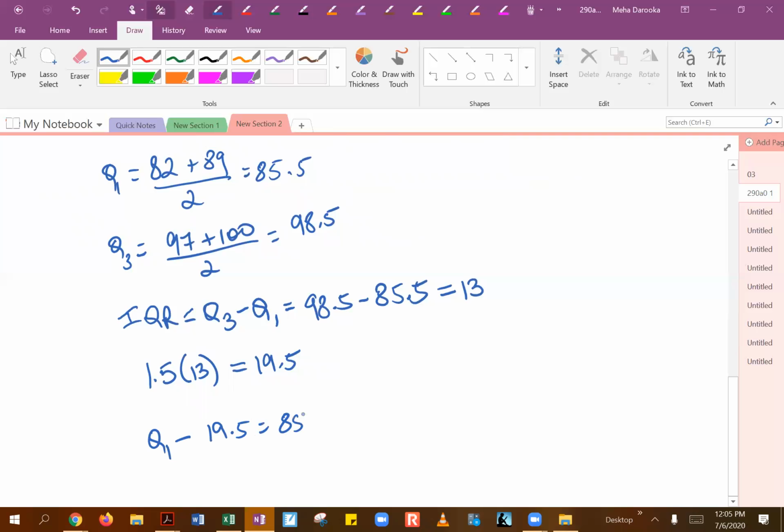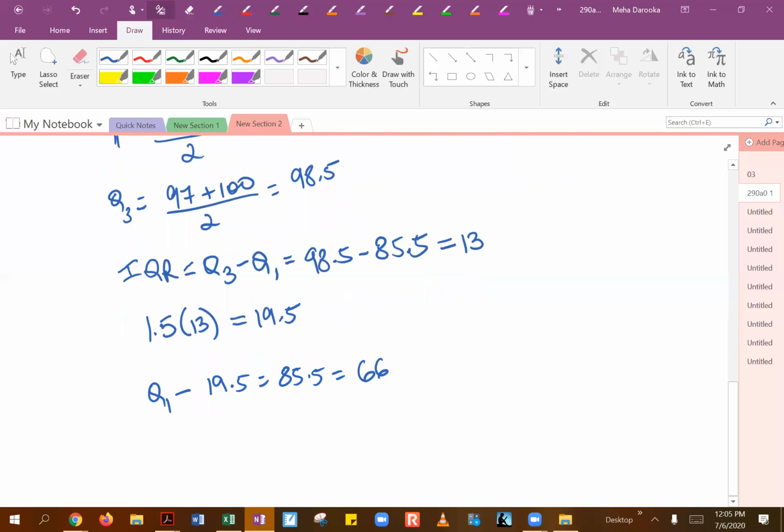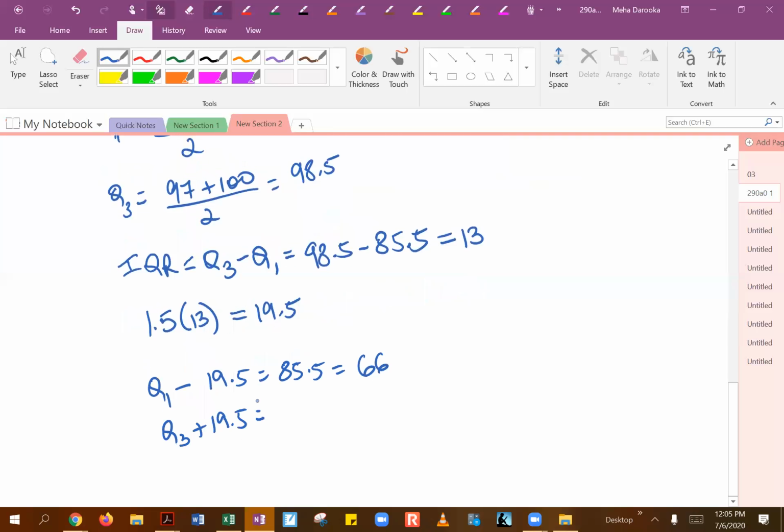So what's 85.5 minus 19.5? 65, 66. Okay, very good. Quartile 3 is where we add the number. And you've got 118.